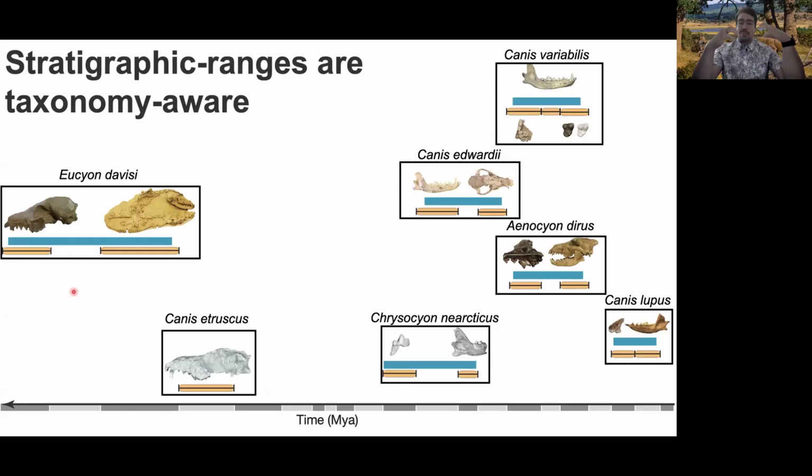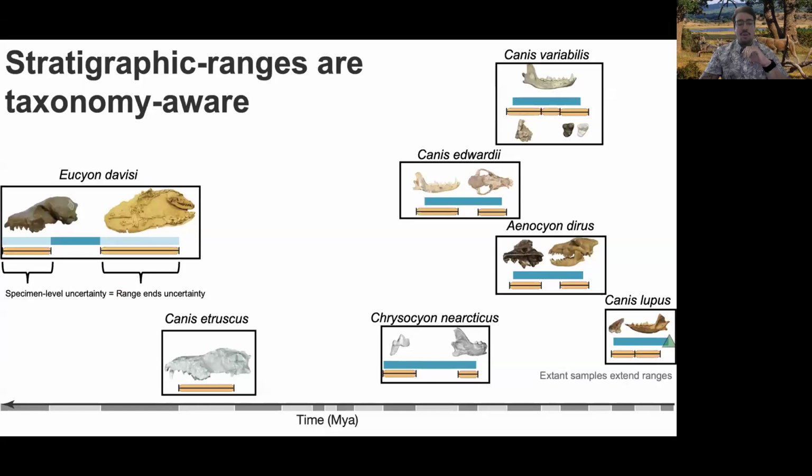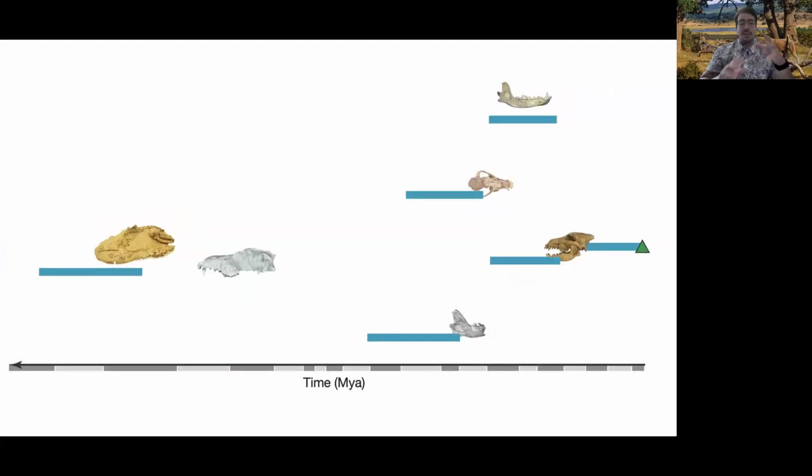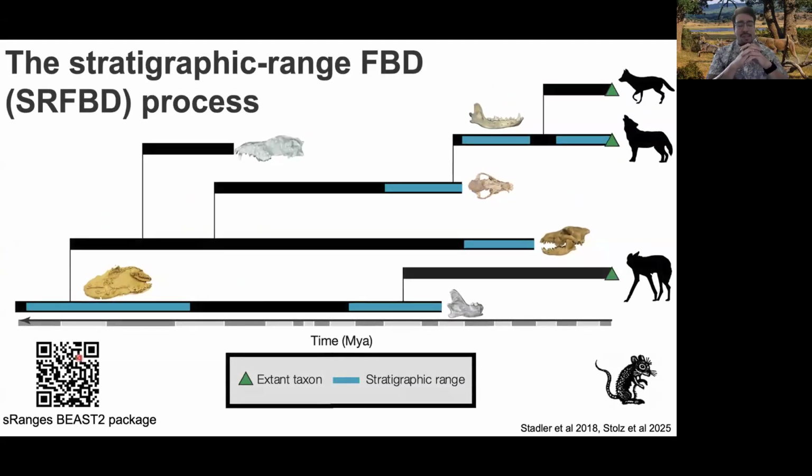So they already explicitly account for the taxonomy, which is an assumption already made at the data level for a lot of these fossil records, right? We are able to use all of our uncertainty. We can use the specimen level uncertainty on the ends of our ranges. And we can, of course, also accommodate extant species by extending that range to the present. In this scenario, you could use this very powerful extension of the FBD model called stratigraphic range FBD, or SRFBD.